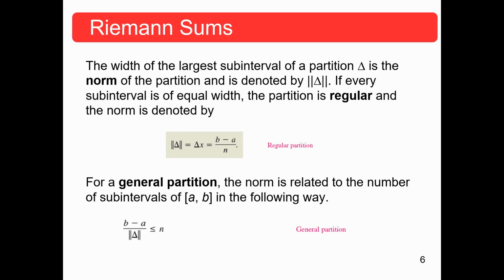Now, for any general partition, the norm is related to the number of subintervals in the following way. Notice that we know that delta x is the greatest, right? It is the largest subinterval. So if the norm is greater than or equal to b minus a over n, and I multiply both sides by n and divide by the norm, then I wind up with n has to be greater than or equal to b minus a over the norm. Okay? So this is an important thing too.